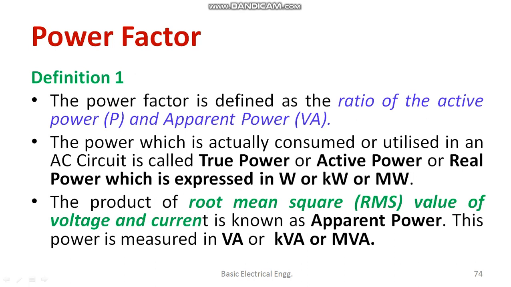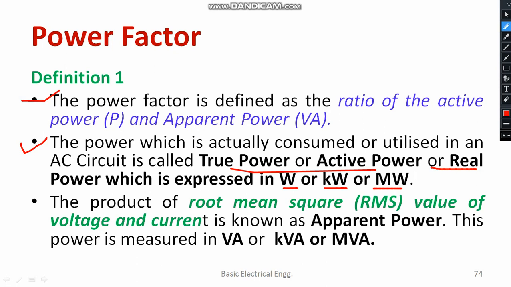There are three definitions. Moving on to the first definition, the power factor is defined as the ratio of active power to the apparent power. That is the first definition. What is active power? The power which is actually consumed or utilized in an AC circuit is known as real power or active power or true power, which is expressed in the unit of watts, kilowatts or megawatts.